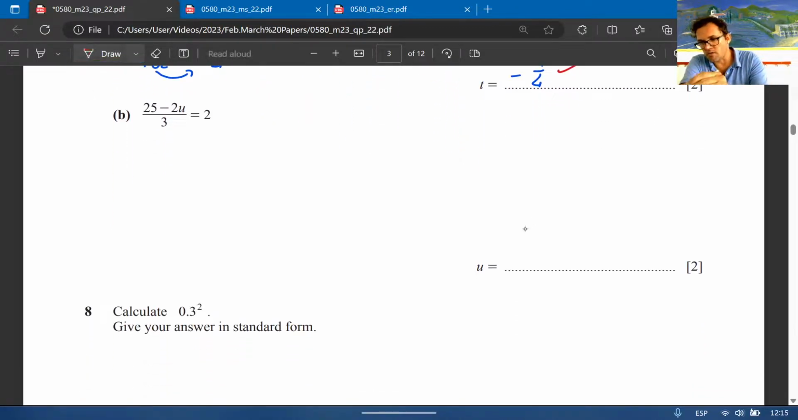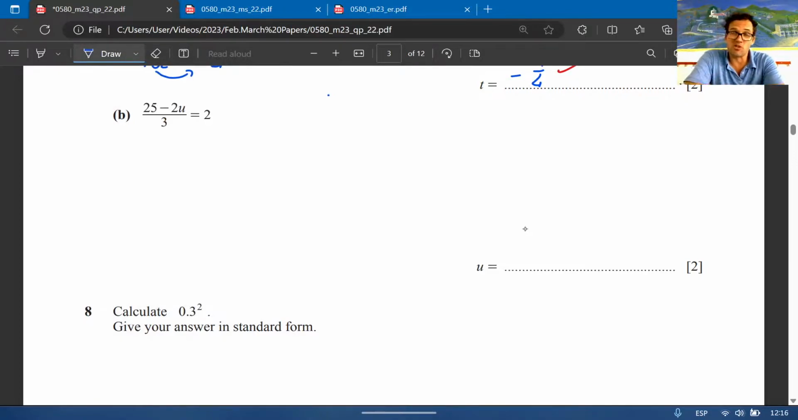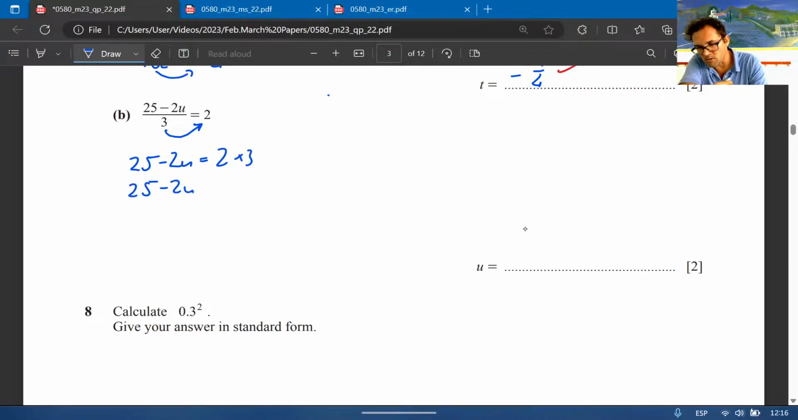Question B, solve it. Okay, think about it this way, right? You see the whole 25 minus 2u is being held captive by that 3, because everything is being divided by 3. So your first step is you have to move that 3 first, okay? Get rid of it. Multiply everything by 3. Divide by 3 becomes times by 3, whichever way you want to see it. Okay, either way, it's 2 times 3. So 25 minus 2u equals 6.